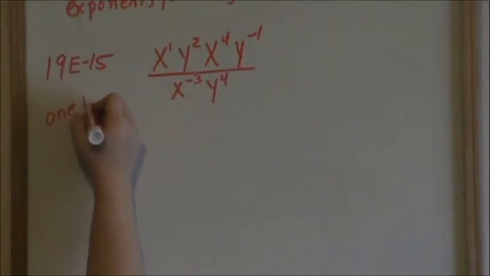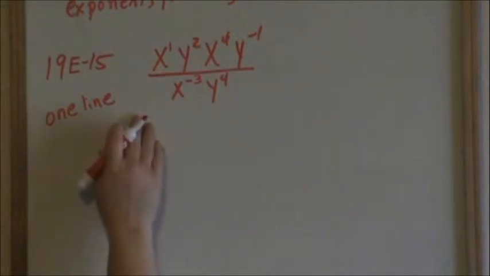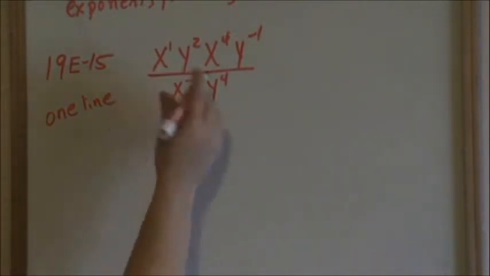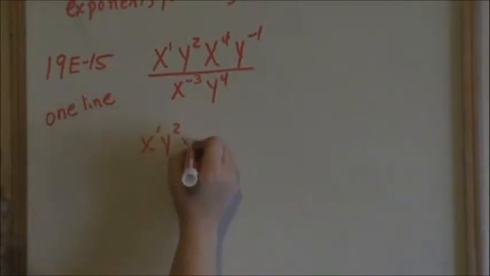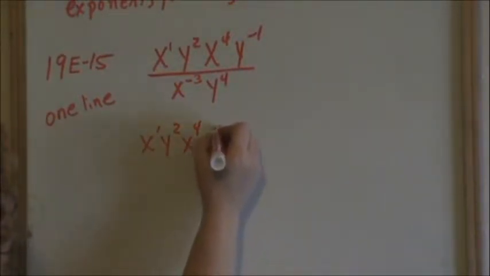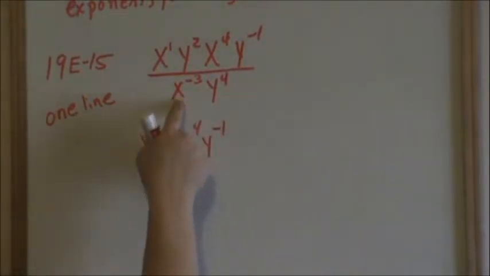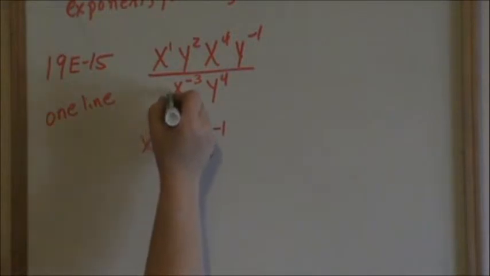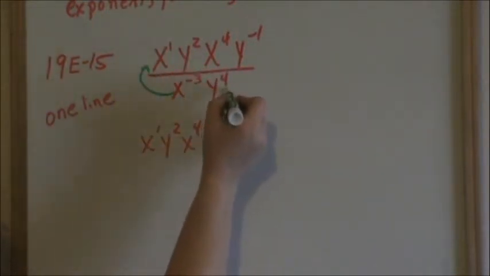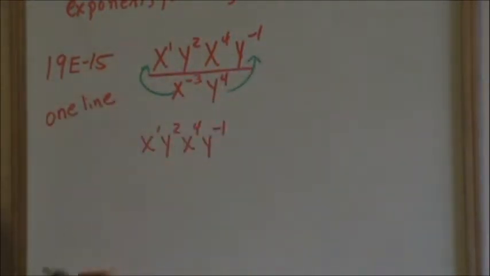Okay? So the way I like to do it, the tip I always like to say is one line. Put everything on one line. In other words, rewrite your numerator, x to the first, y squared, x to the fourth, y to the negative 1. That doesn't change. Now take everything in your denominator and move it up to the numerator. When you move everything up to the numerator, when you change the place of the base, you have to change the sign of your exponent.